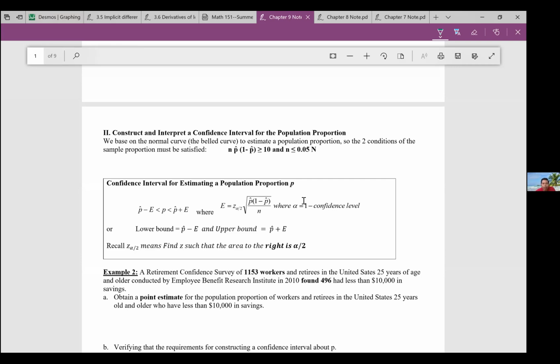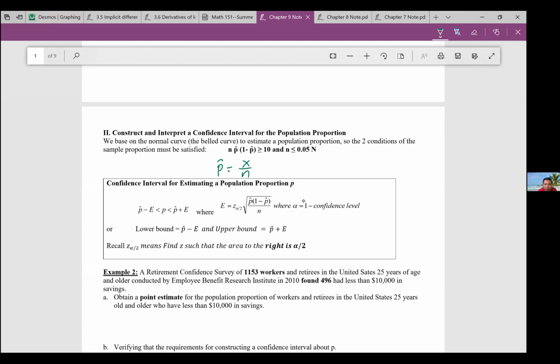Once we have checked that, we can find the point estimate. The point estimate, again, p hat equals x over n. And then from there, we can find the margin of error, the uncertainty. So the margin of error equals z alpha over 2 times the square root of p hat times 1 minus p hat over n.